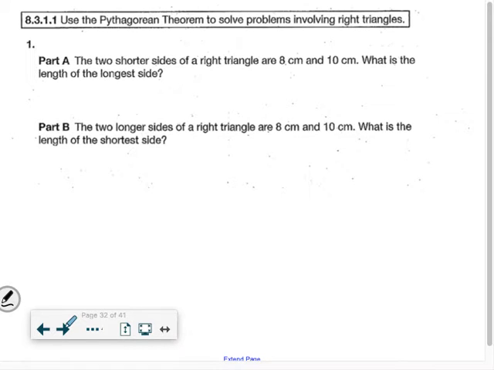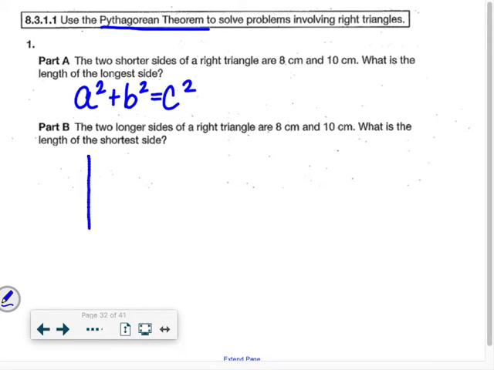The next benchmark is 8311. Use the Pythagorean theorem to solve problems involving right triangles. So the Pythagorean theorem, on your formula sheet, you will get the Pythagorean theorem. It's a squared plus b squared equals c squared.